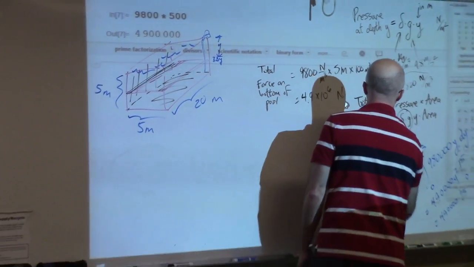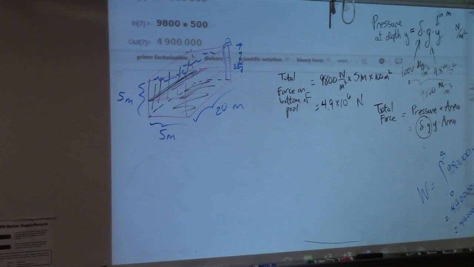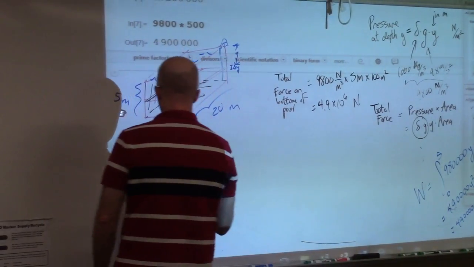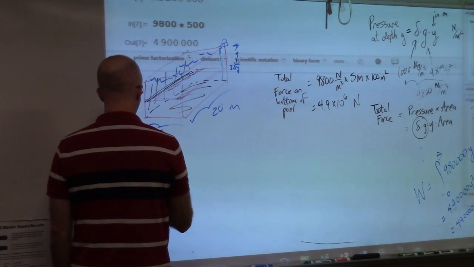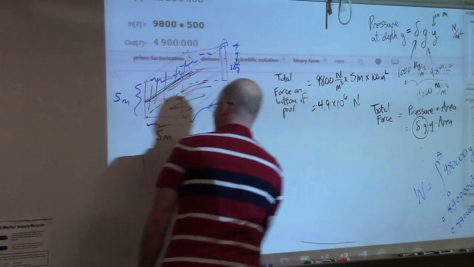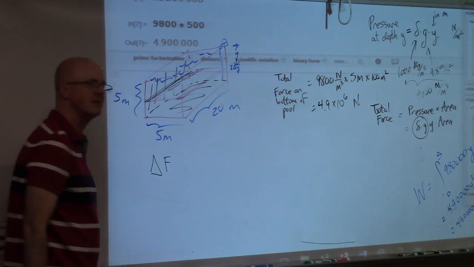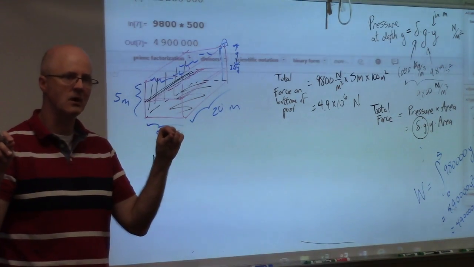Our goal is to figure out ultimately the total force on the wall. We can do that by figuring out the approximate force on the thin slices and adding up those approximate forces to get the total force. Let's see if we can do that all at once here. All right, delta F for the small total force on this thin slice of the wall.